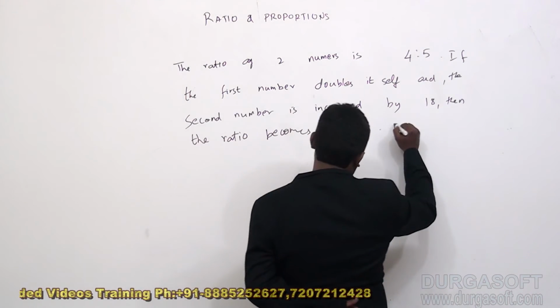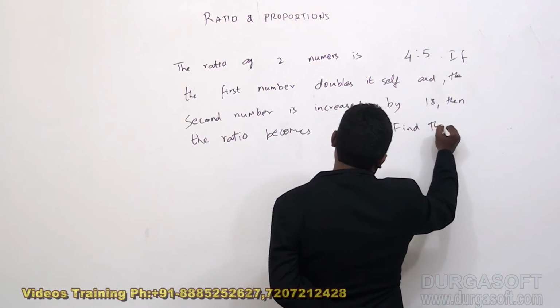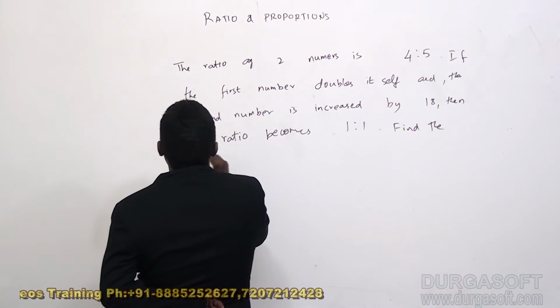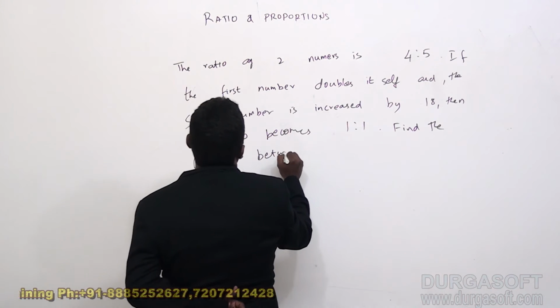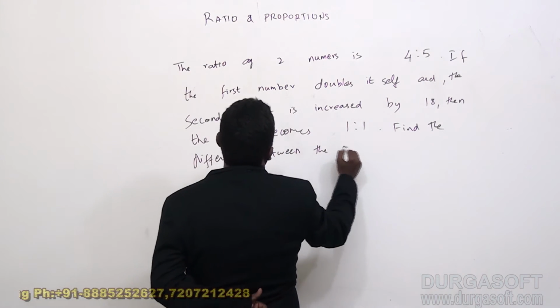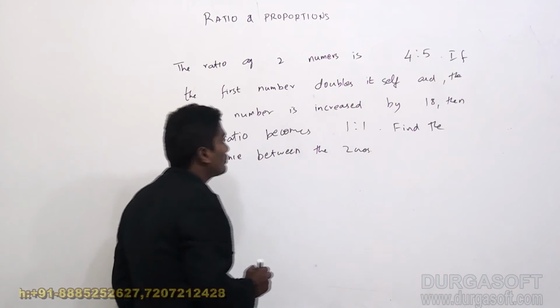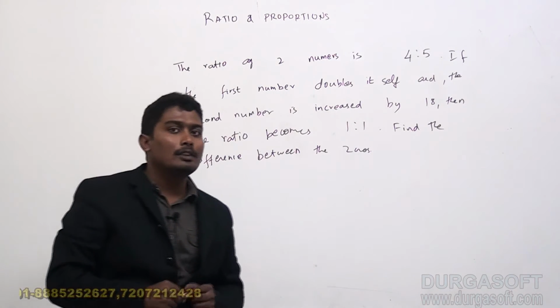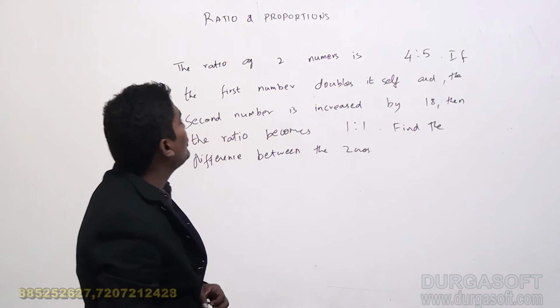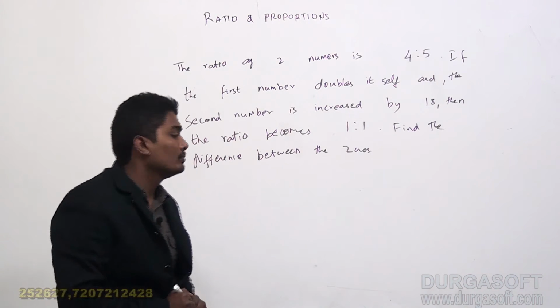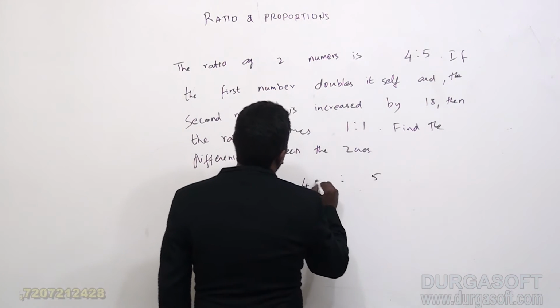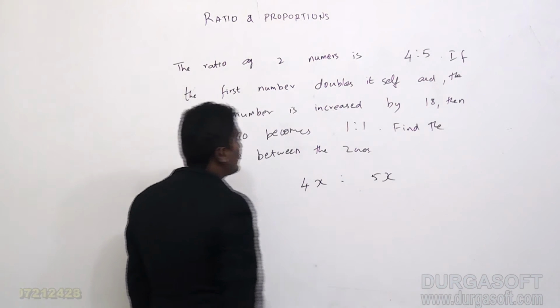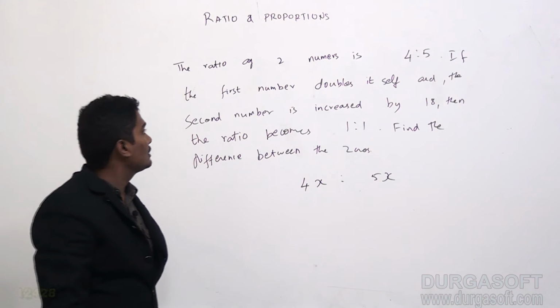Find the difference between the two numbers. So here the ratio of two numbers is 4:5. So I'll assume the two numbers are in the ratio 4:5. The first number I'll assume as 4x, and the second number I'll assume as 5x.